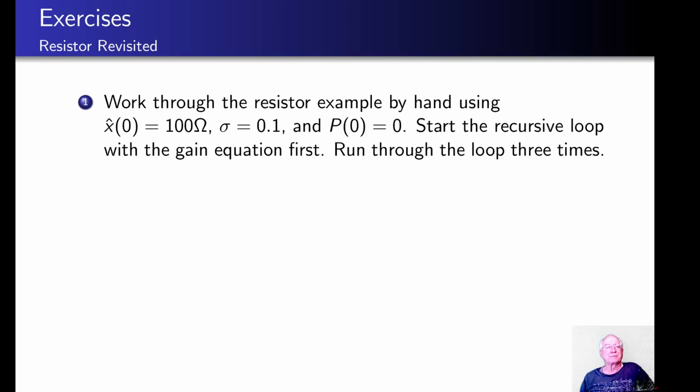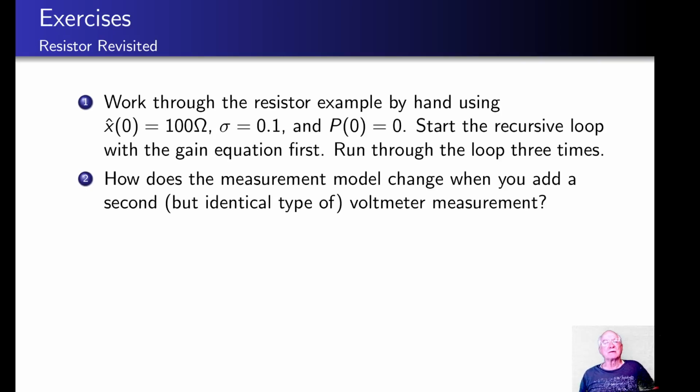For the second problem, for the resistor, I want you to consider how the measurement model would change when you add a second voltmeter measurement. So we're talking about the Kalman filter implementation of the resistor estimation problem. So the second voltmeter will be measuring the ohms also, but it'll have the identical characteristics statistically, so identical accuracy.